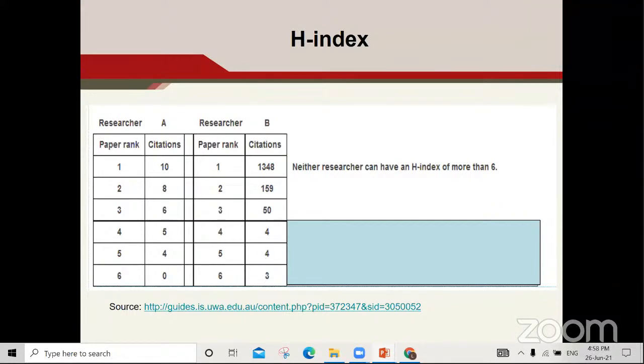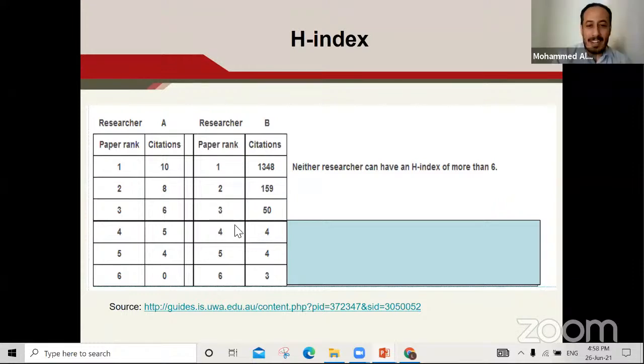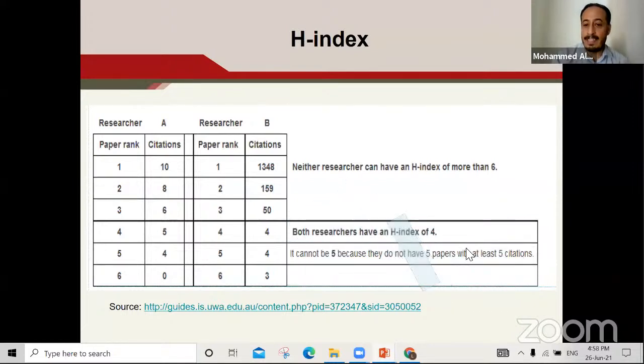Number 4. Also 4, yes. Because why? The first article got 1,000 plus citations, the second article 100 plus 50, and the fourth article got only 4 citations. So the number of citations is the same as the paper ranking. Both of them have the same H index of 4, but it's actually an unfair tool to assess the reputation, because you can see the difference between researcher E, B, and A. Researcher B, for the first 2 articles, got too many citations as compared to researcher A.